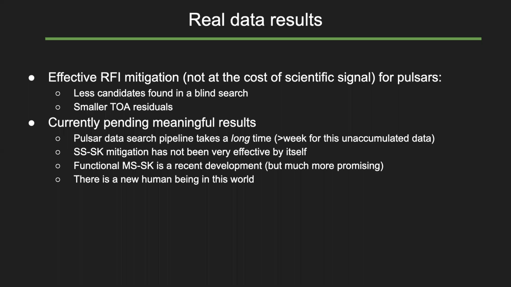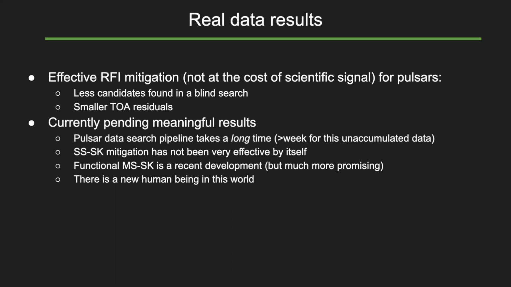So let's just show off some of the results we got from this. I will say that, what are we trying to get here with more effective RFI mitigation? What's our metric for success? For pulsar data, you'll find fewer candidates in a blind search through the data. And when you generate times of arrival for single pulses, you'll get smaller residuals if you're flagging the RFI well and not flagging the scientific signals. And as far as that goes, we're still currently pending meaningful results from that.